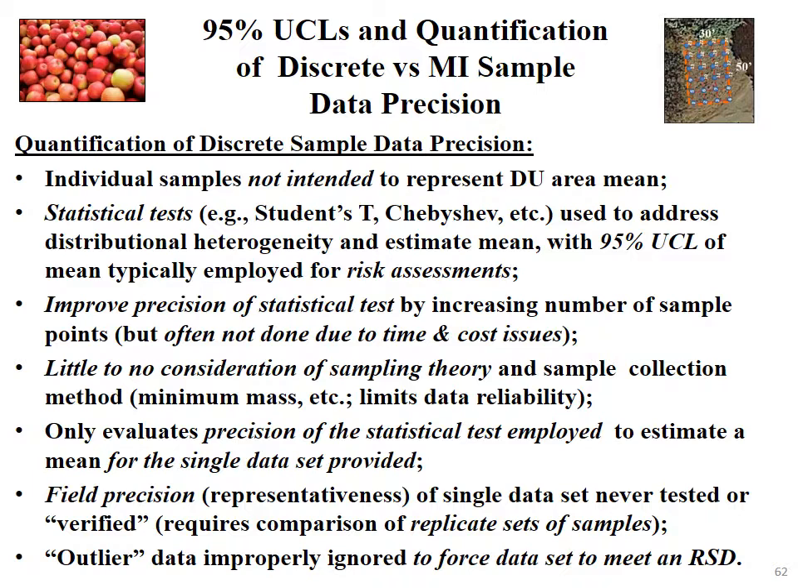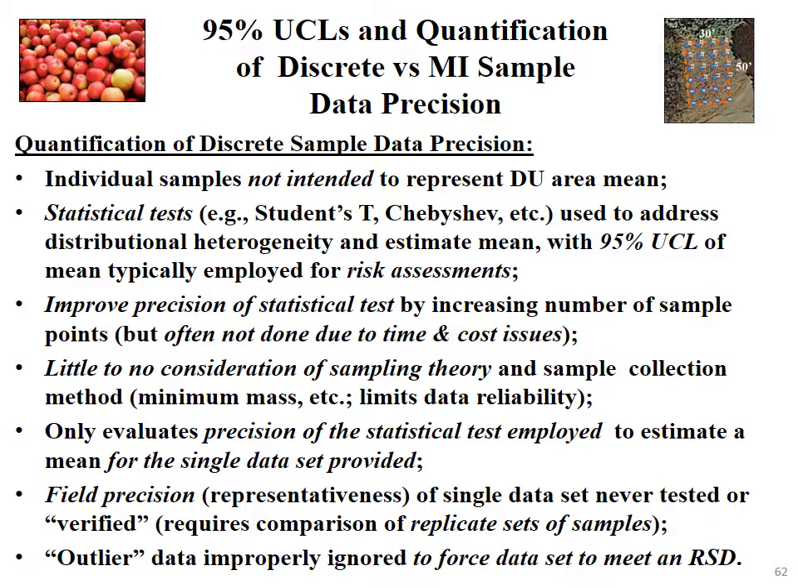This includes minimum mass and such. How you collected the sample is rarely considered. You're just looking at a table of numbers. From the risk assessor standpoint, you have no idea really how those samples were collected. And again, the key point with these statistical tests, they only evaluate the precision of the statistical tests employed to estimate the mean for the single data set provided. You have no idea really what the field precision is, at least directly, of that single data set you collected. Did you collect 8 samples, 10 samples, 15 samples, 20 samples, 30 samples?